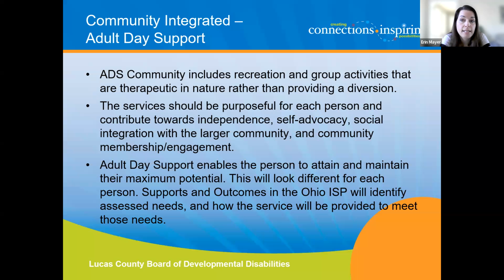So when we're looking at the activities that would be considered community integrated adult day service, it needs to have a foundation in one of those themes. Also, the purpose is to assist the person to maintain their maximum potential. And like I said, all of these services and supports and outcomes will be identified in the individual's plan, and it's going to look different for each person. These are individualized services. That's why they're going out in small groups of 4 or less. So you'll need to review the ISP and see what those assessed needs are and how that service can meet the need that's been identified by the team. Next slide.